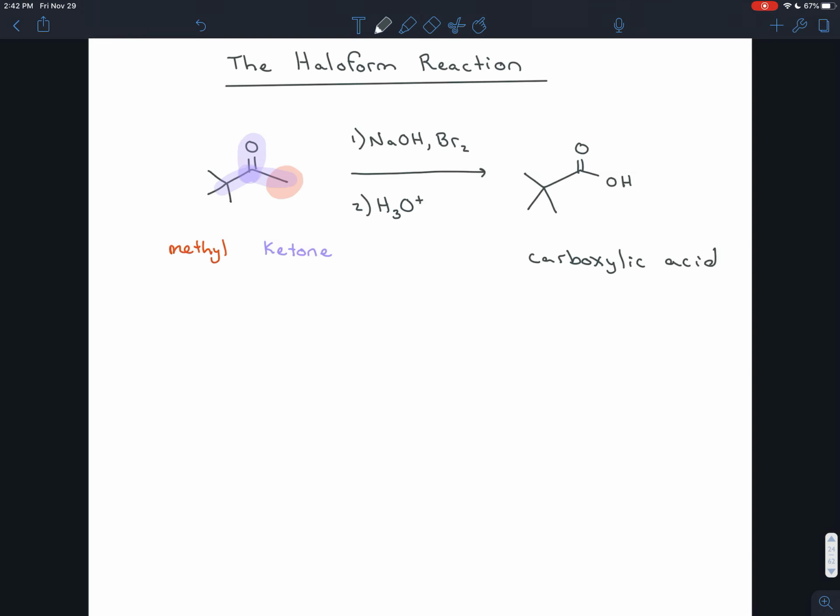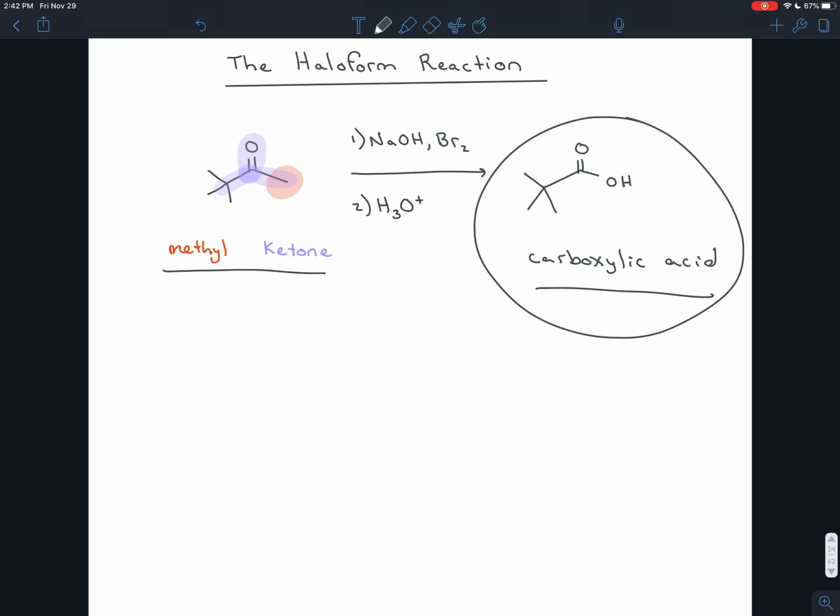Okay, so effectively you take a methyl ketone, turn it into a carboxylic acid, and now you've seen the significance of that, both from the perspective of solubility, this is now more soluble in water, and from the perspective of synthesis. You can now do any nucleophilic acyl substitution with that.